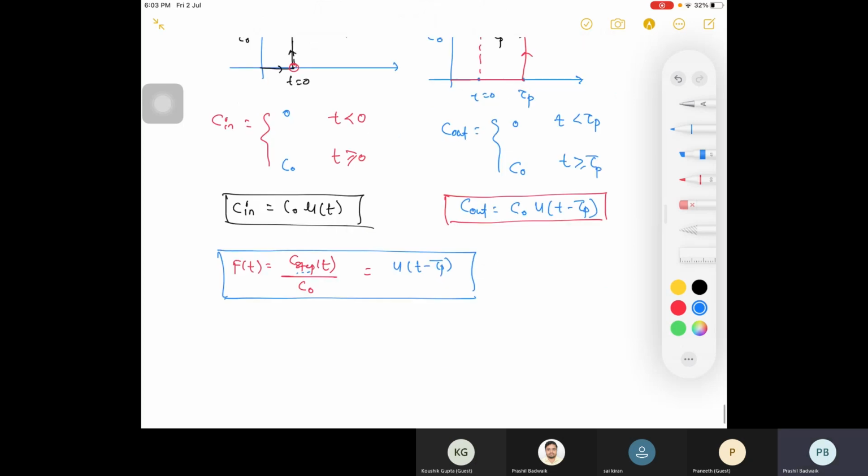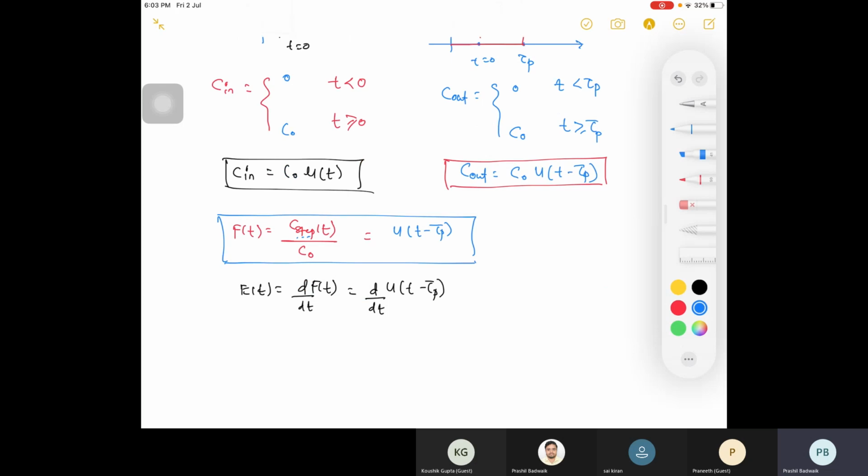This you are getting. Then the next thing will be your e of t. E of t is basically d by dt of f of t. So you'll have d by dt of u of t minus tau p. You can also compare this, because, as I told you, you will have the same E(t) and F(t) profile. We are just using two different functions to represent step and pulse. So you'll have the same values of f of t and e of t in both step and pulse for a single reactor.